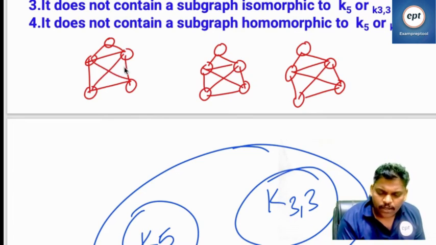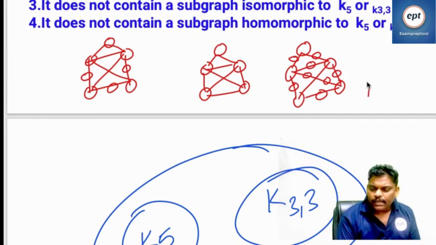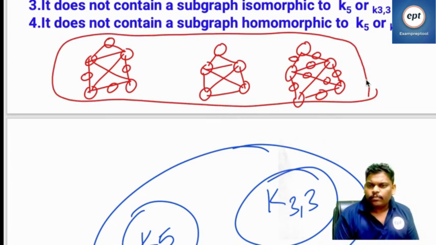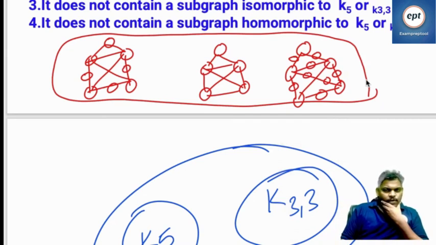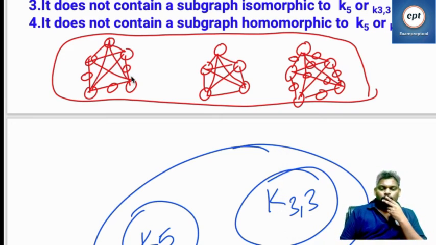Yeah, so please give the answer. In all these three diagrams, which one is isomorphic to K5?